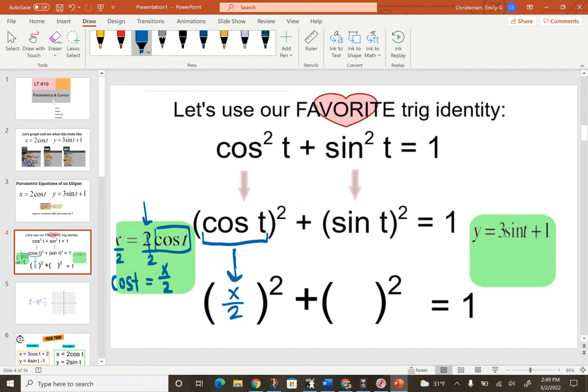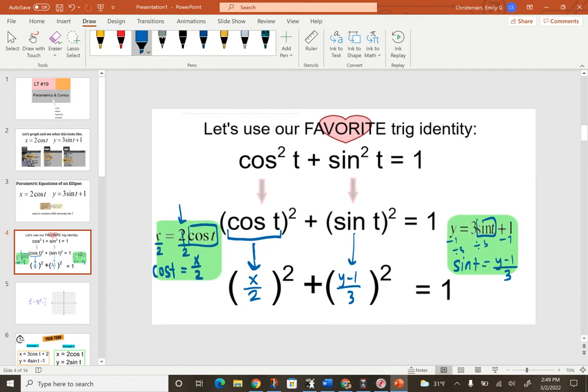Okay, and I'll deal with the last simplify step in a second, but let's go over and do the same thing for sine. I'm going to minus 1 and then divide by that 3. So sine of t is equal to y minus 1 over 3. So again, that's what I'm going to substitute in here. But keep in mind, we do have to go one more step. This isn't what standard form of an ellipse usually looks like.